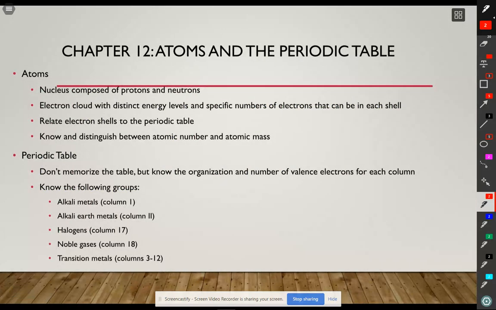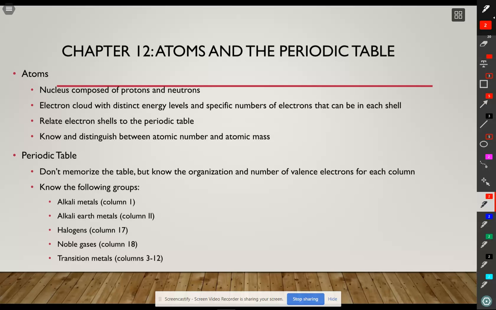Now we get to chemistry. Huzzah, we're done with physics. Skip 9 and 10. Actually, we skipped them. So with chemistry, we are talking about what's going on with atoms.